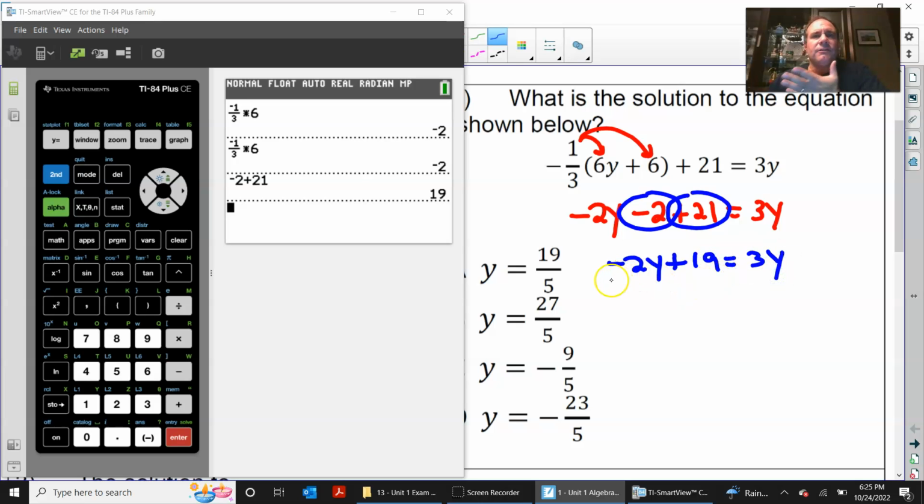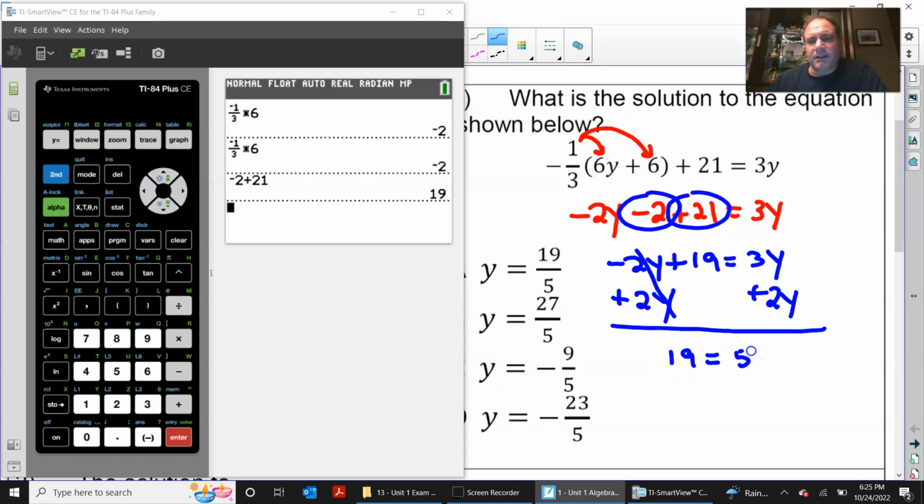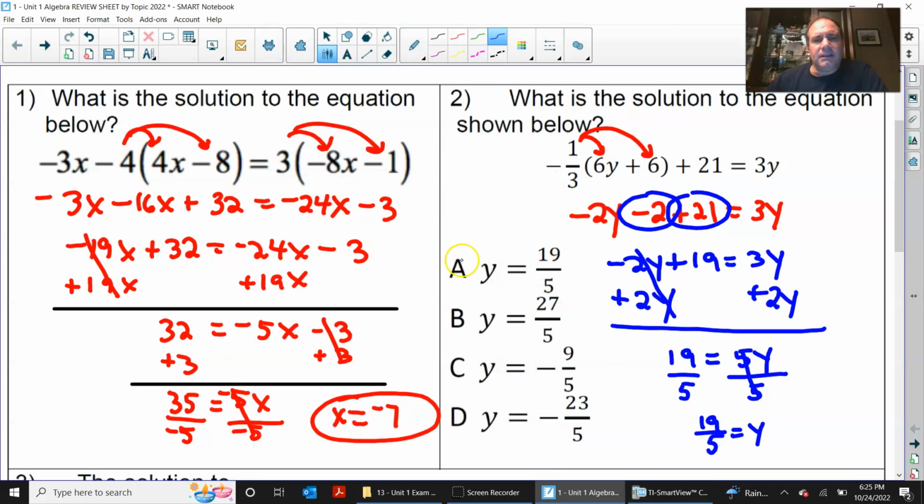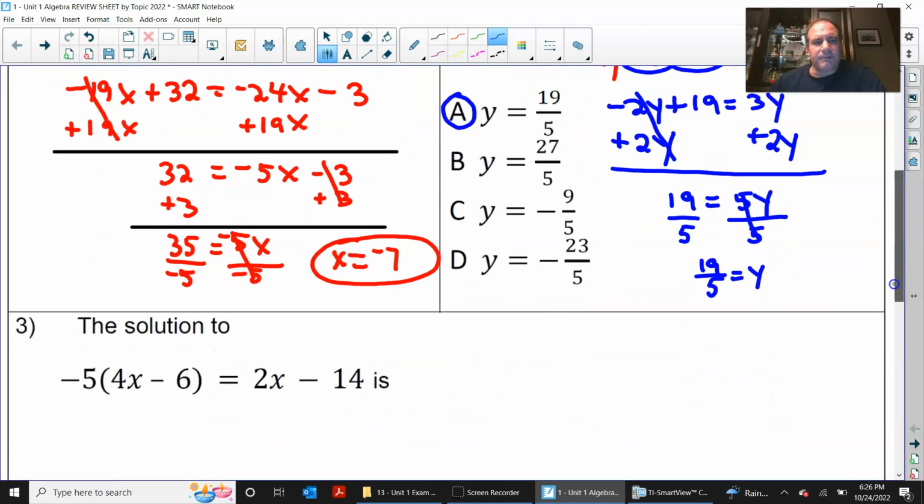Now your job is to get those y's together, and since this is a negative 2y, I'm going to add the 2y on both sides. This cancels. You have a 19 coming down on this left side, and you have 5y coming down on the right side. You divide by 5, keeping everything in line, and y equals 19 over 5. We're going to keep it that way, because you take a look at your choices are all in fraction form. So 19 over 5 is your answer for number 2.